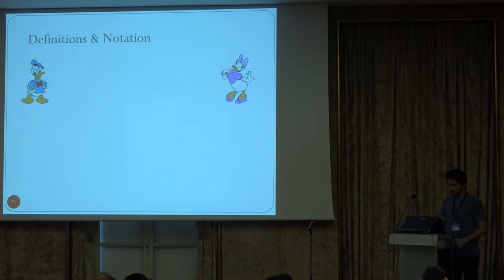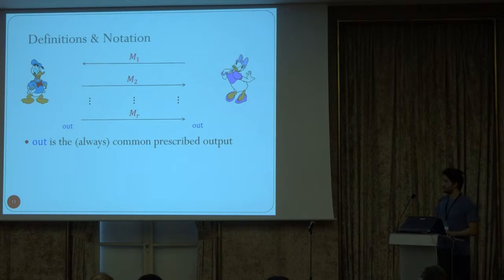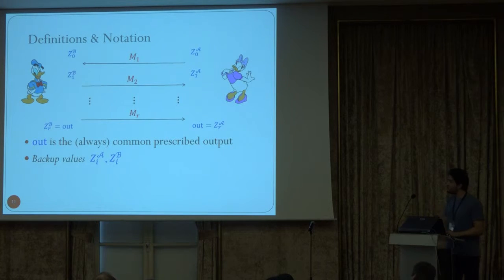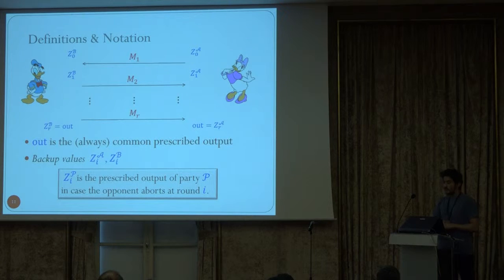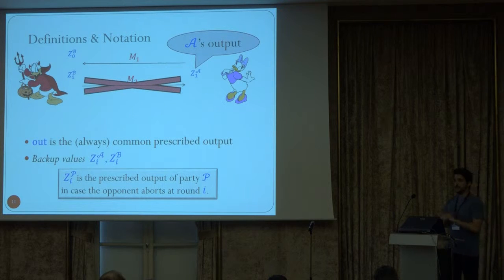So let's introduce some notation. We have two parties. They exchange messages in a number of rounds. At the end of the execution, they compute a bit out, which denotes the always common prescribed output. And because this is a fair protocol, we can assume that at every round, they compute what we call backup values. These are bits that the parties are instructed to output in case the computation is aborted prematurely. For instance, if, say, a malicious Bob refuses to send the second message, then Alice is instructed to output the second backup value.